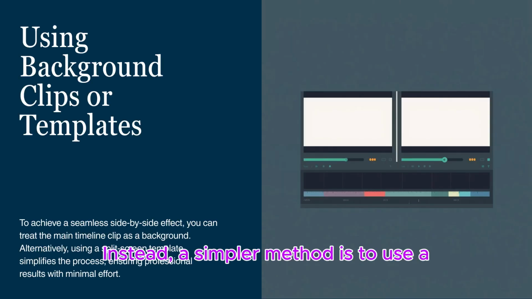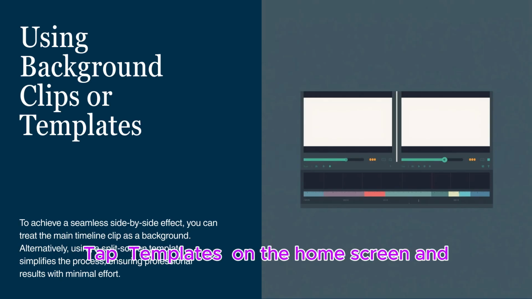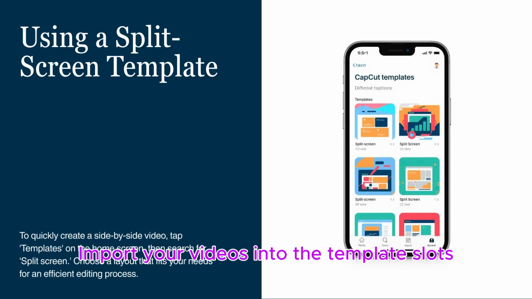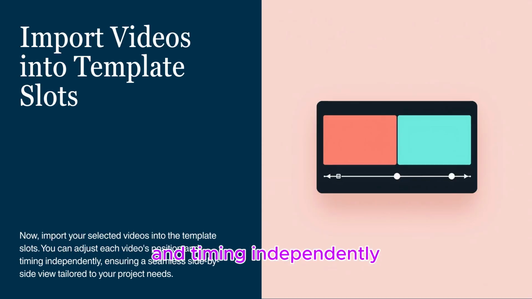Instead, a simpler method is to use a split screen template. Tap Templates on the home screen and search for Split Screen. Choose a two-screen layout. Import your videos into the template slots. You can then adjust each video's position and timing independently. Preview your edit and export.